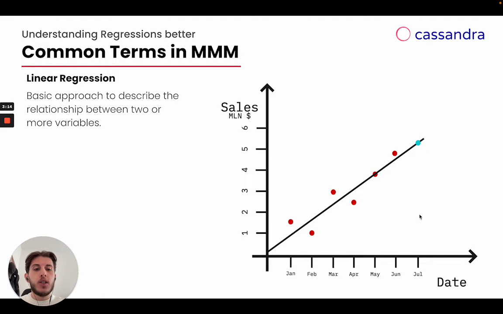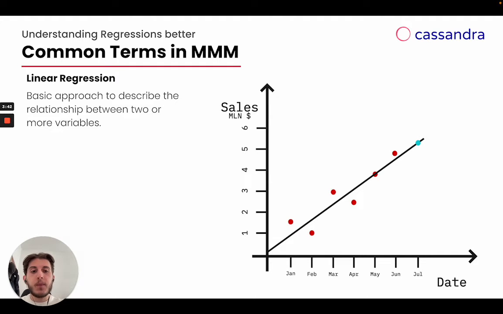If you add July and find the point where July intercepts this line, you will see that you go from June, where you have approximately, I don't know, $4.7 million, up to probably $5.1 million. So it's still growing. It's a growing trend. And this is the basic idea behind linear regression.